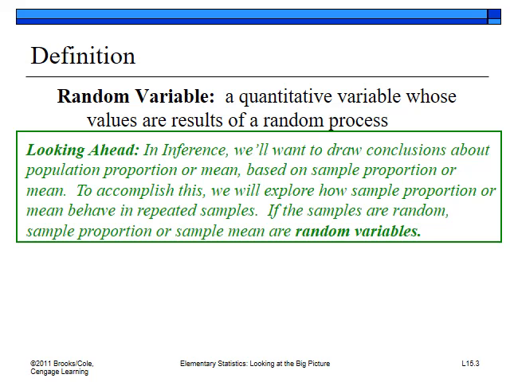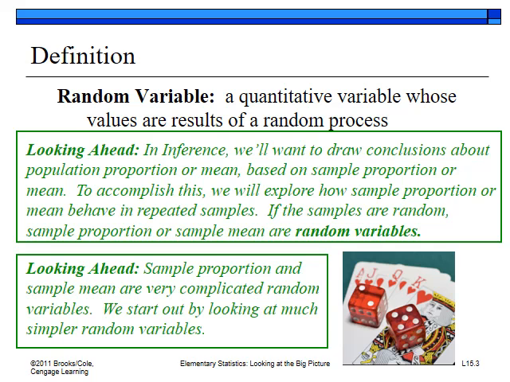When we talk about inference later on, we'll want to be able to draw conclusions about populations based on samples we choose. In order to do that, the thing that we'll consider is how the proportion or the mean in our sample would behave if we were to choose a sample of the same size over and over. This is a random variable.